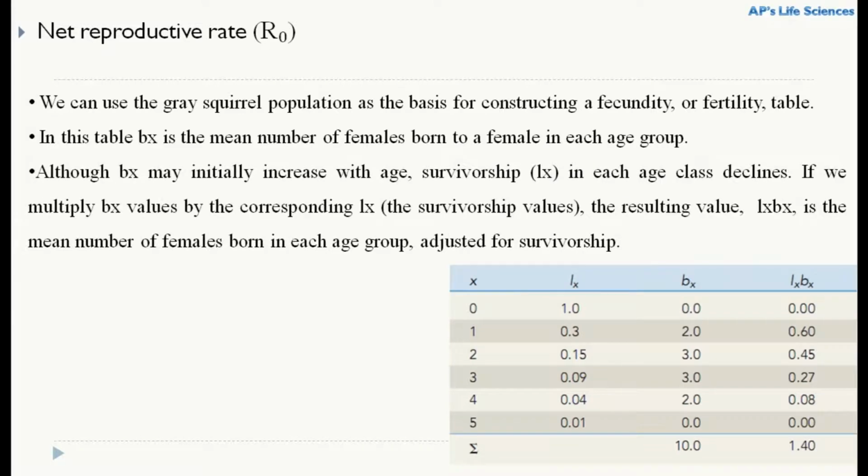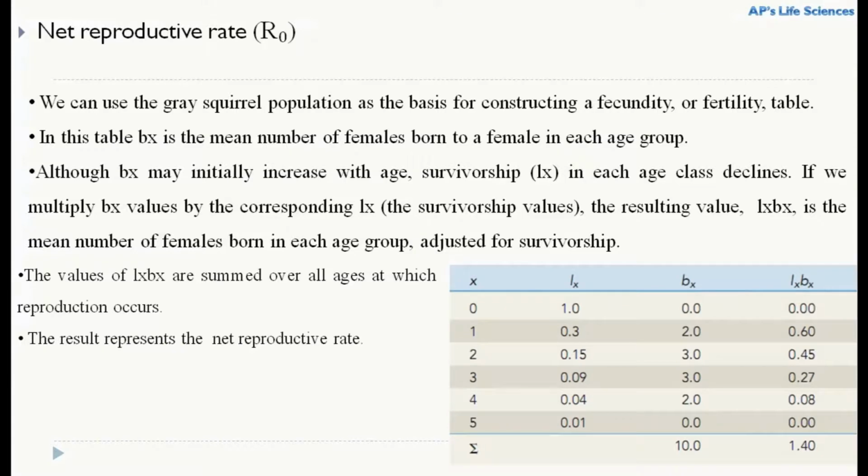Although bx may initially increase with age, survivorship, that is lx, in each age class declines. If we multiply the bx value by the corresponding lx value, the resulting value is the mean number of females born in each age group, adjusted for survivorship, that is how many females survived at each age class, and out of these surviving females, how many are producing new females. The values of lxbx are summed over all age classes at which reproduction occurs.